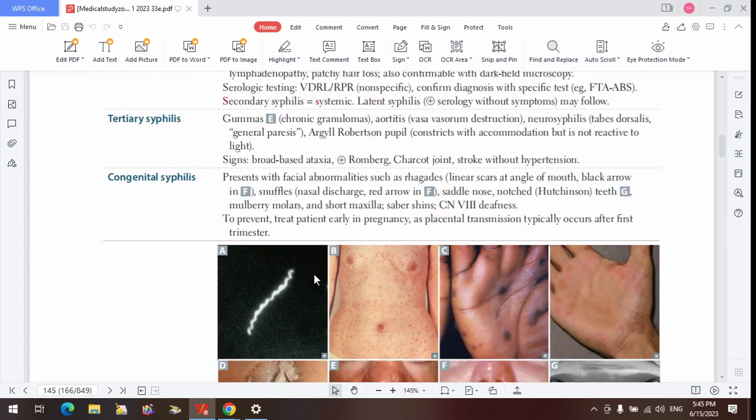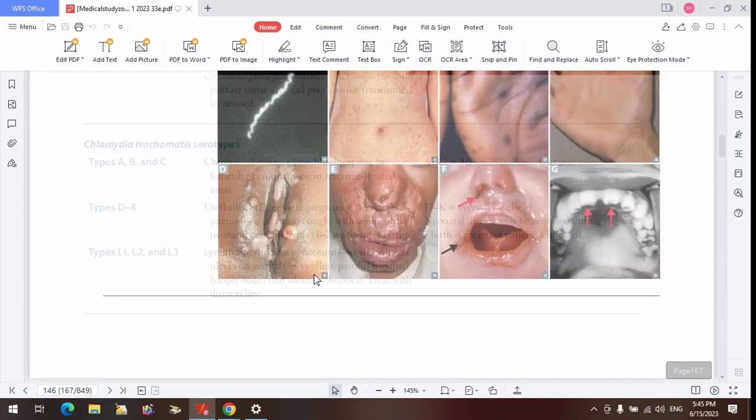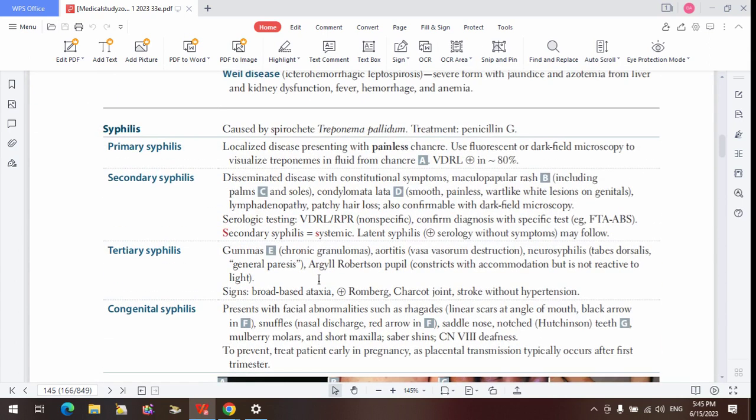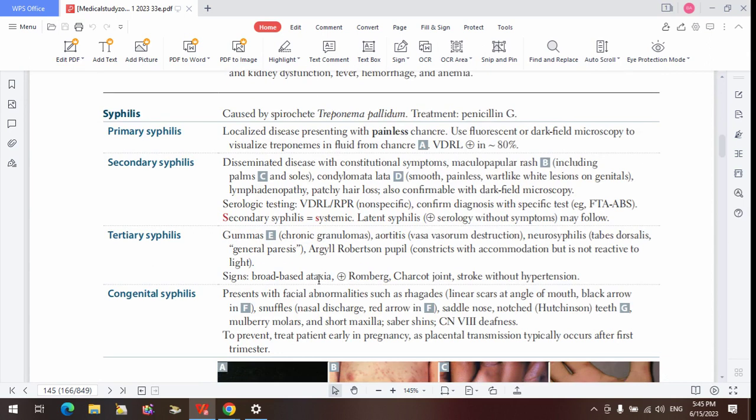Okay, so let's just round up with syphilis. I don't know why I'm getting tired. Syphilis is caused by Treponema pallidum. The treatment of syphilis is penicillin G. Once you give penicillin, you are okay. Just like gonorrhea, ceftriaxone. All those bad diseases.